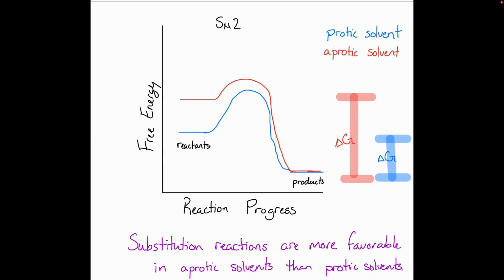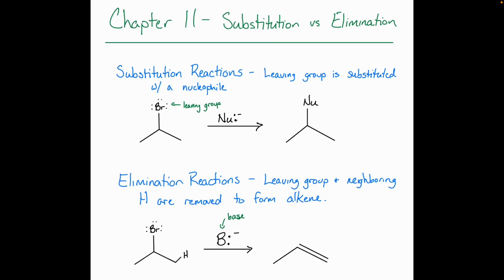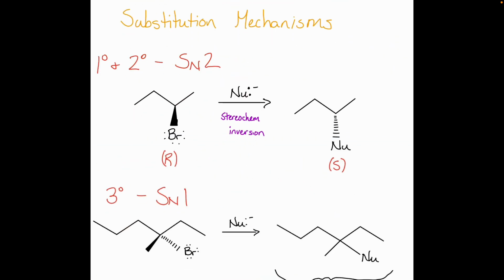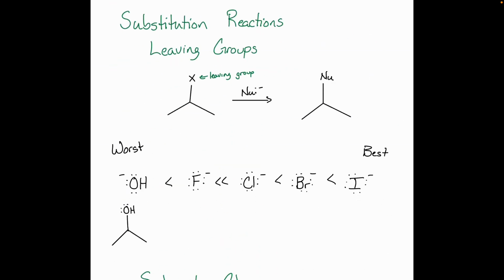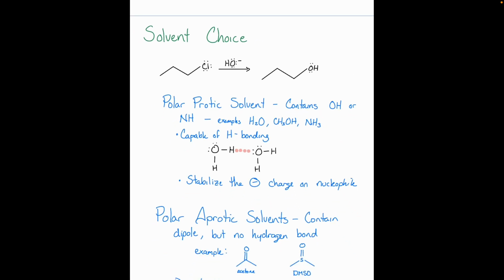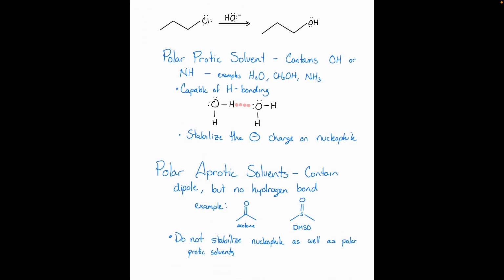All right? Cool. So just to kind of review here, we got these two types of reactions that are in competition with one another, substitution and elimination reactions. Substitution reactions, you're swapping out your leaving group for a nucleophile. Elimination reactions, you're creating an alkene. And then we spent most of the day just discussing these substitution reactions in detail, both the differences between the mechanisms that you see, which lead to different products, as well as the effects of the leaving group choice and the choice of solvent. Cool. Awesome.